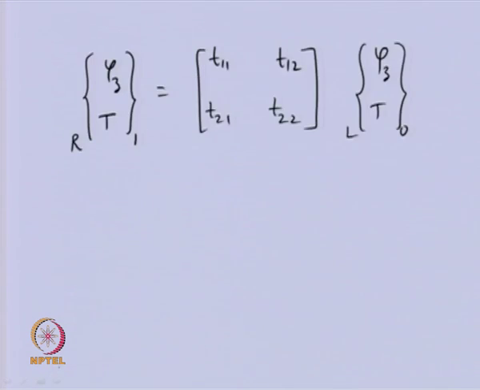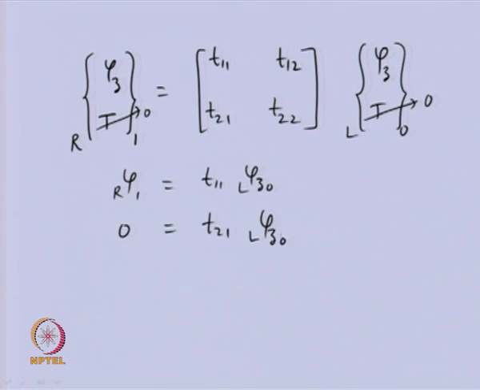So right of 1 is 0 and left of 0 is 0. So you can see that if we expand this, we will get this from the first equation, and this is from the second equation. And because this displacement cannot be 0 at free end, we need to have from here T21, which is a function of natural frequency, equal to 0.